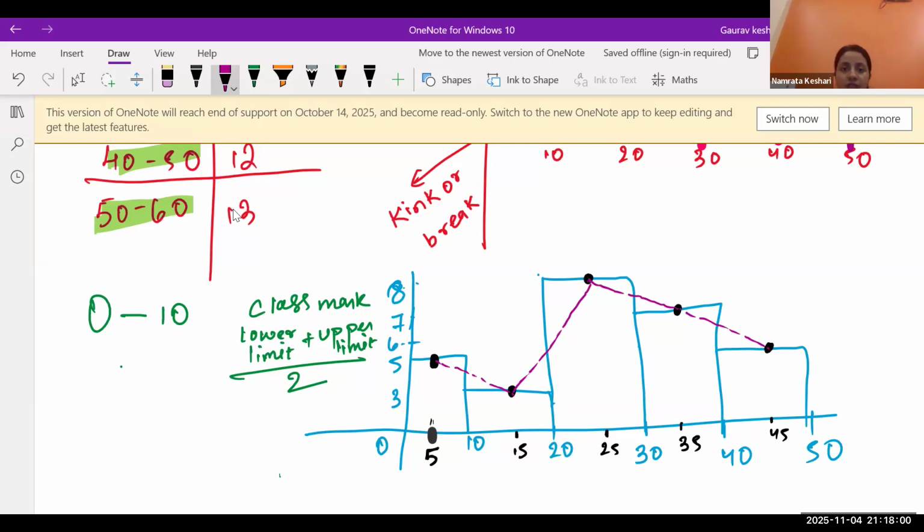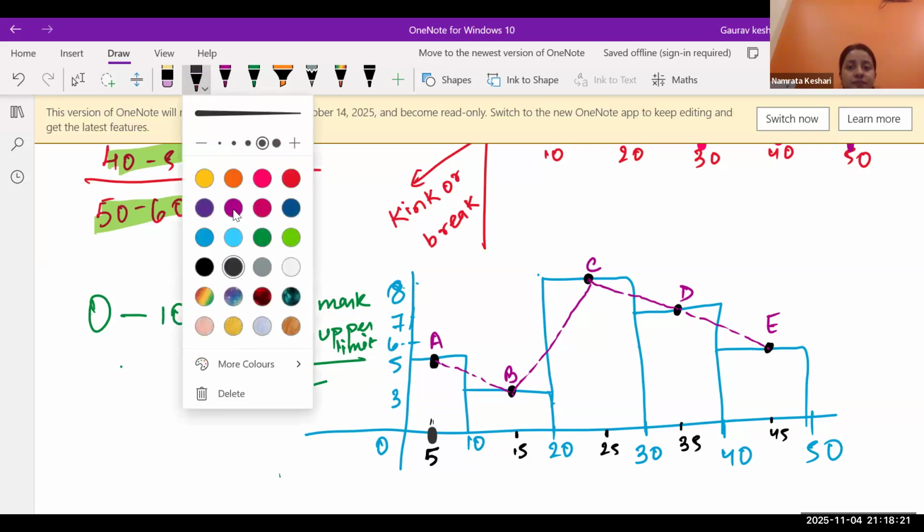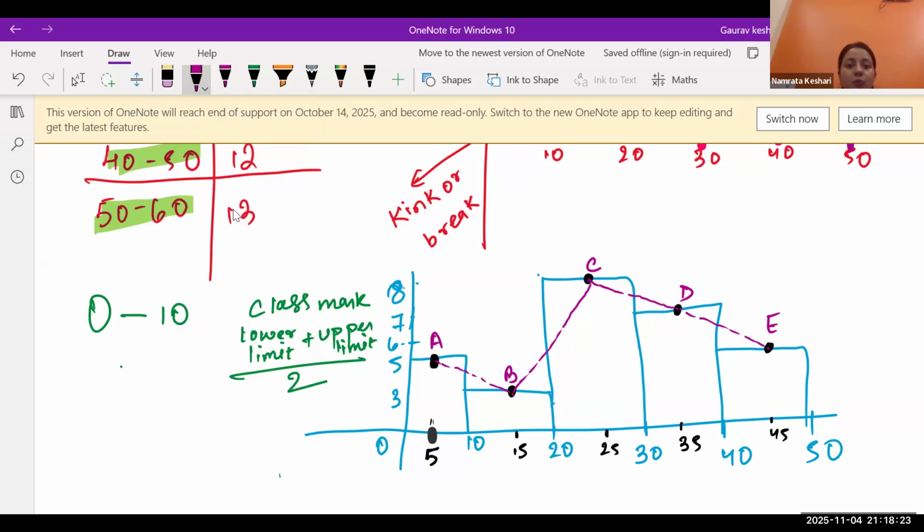We are almost there. So many line segments we have: you can say A, B, C, D, E. So many line segments we have connected. We are about to get the frequency polygon, but currently it's not a polygon because it is not bounded. Can you see? It's not bounded currently. This figure I'm talking about, forget about the rectangles. It's not bounded, right? Yes, ma'am. We have to make it bounded.